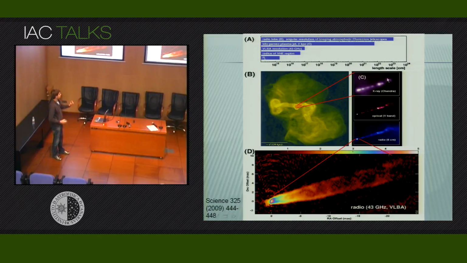Actually, here this is the resolution. This is a length scale in centimeters, and you see the angular resolution of the Cherenkov telescopes is just good enough to see these lobes, so it would be something like this. And then you have the kiloparsec plasma jet, then here you have VLBA, which is 5-6 orders of magnitude better in resolution.